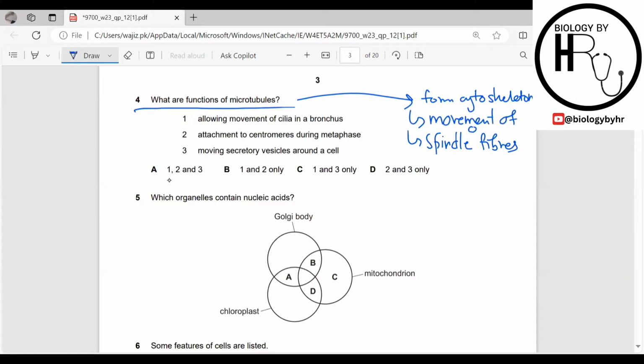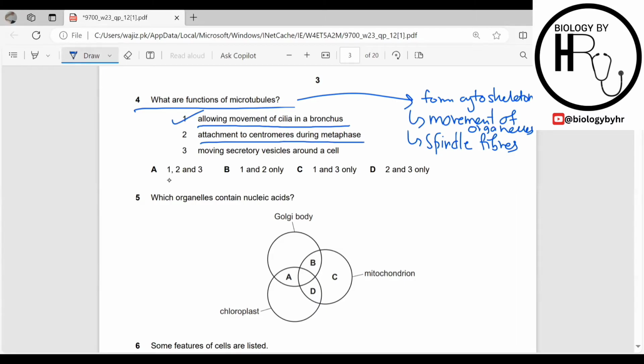Movement of organelles. Now let's see which statement is complementary with the uses. Allowing movement of cilia in the bronchus. Statement 1 is correct. Allowing the movement of the cilia in the bronchus is done because of the microtubules, because microtubules allow the movement as well.